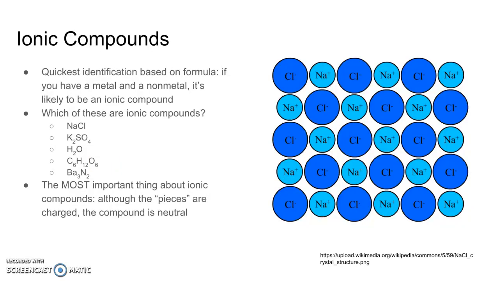The most important thing that I need you to know before we talk about naming ionic compounds is that although the pieces of the ionic compound are charged, the compound overall has a neutral charge. So if I'm thinking about sodium chloride, which you'll find very quickly is our favorite ionic compound to talk about, sodium I know has a +1 charge, chlorine has a -1 charge, and together they cancel out and they're 0. That's all you need to know from that.